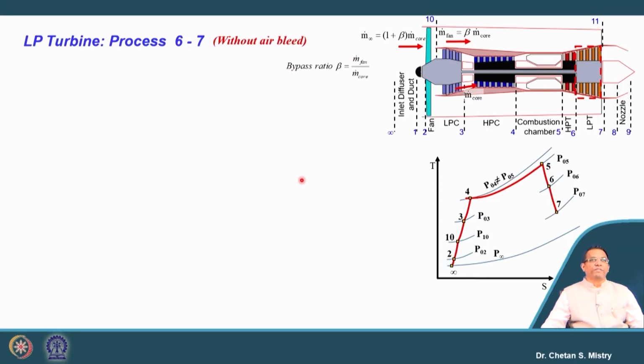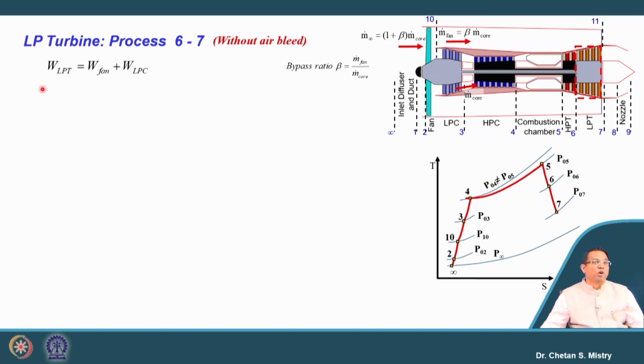Same way, suppose I consider the LP turbine, again I am writing here it is without air bleed. When I say without air bleed, as per my configuration, what we know is that this LP turbine is used to rotate my LP compressor as well as the fan.